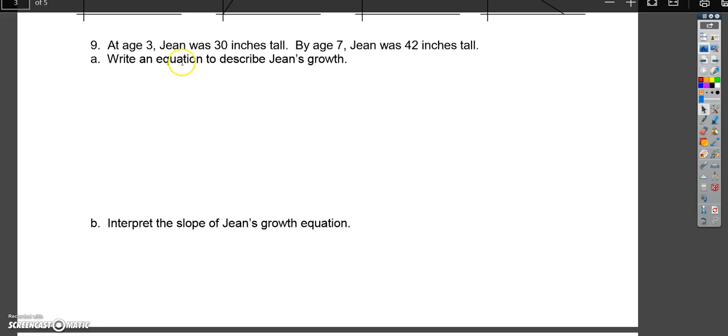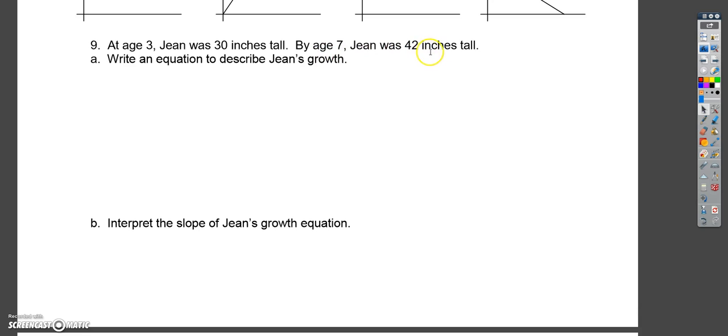At age 3, Jean was 30 inches tall. By age 7, Jean was 42 inches tall. Write an equation to describe Jean's growth. So at age 3, 30 inches tall. At age 7, 42 inches tall. So we have two ordered pairs.